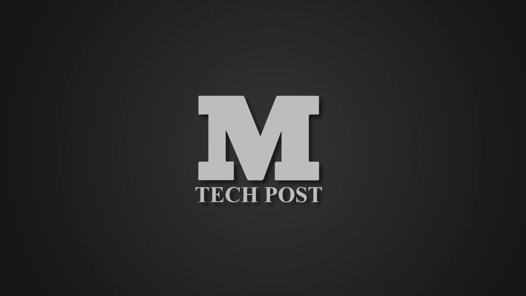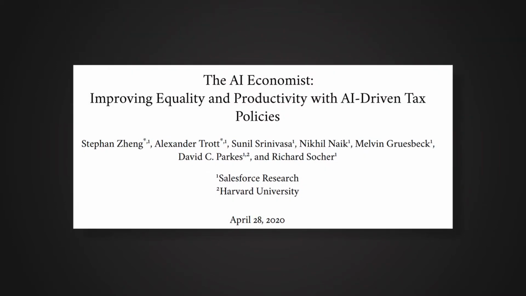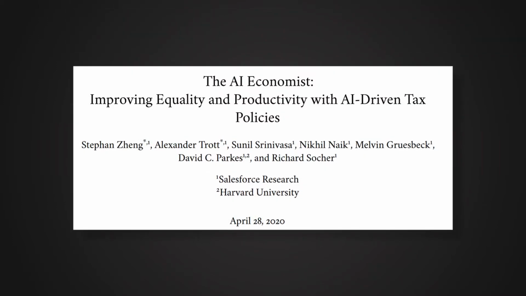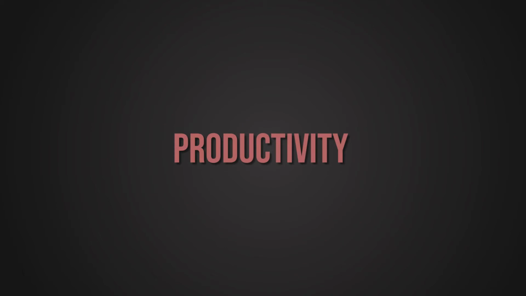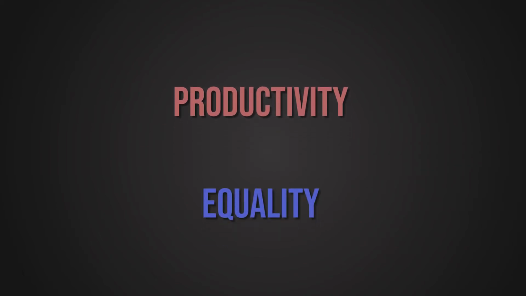So this is a paper which has made quite a bit of noise recently in the AI community, and the title is The AI Economist: Improving Equality and Productivity with AI-Driven Tax Policies. So the authors explain that one major problem in economics is finding the good balance between productivity and equality.